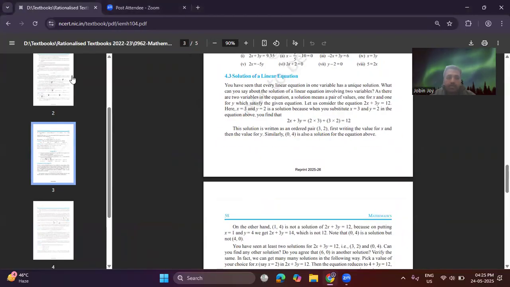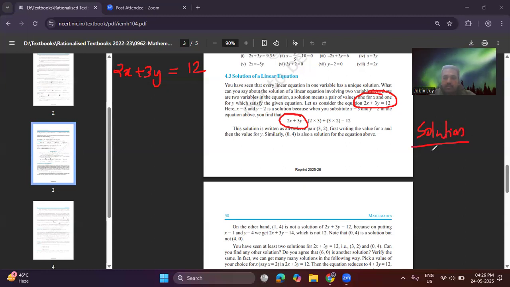So consider this equation: 2x plus 3y is equal to 12. Find the solution. Solution means find the value of x and the value of y.